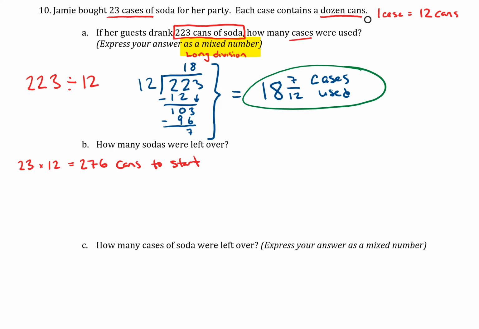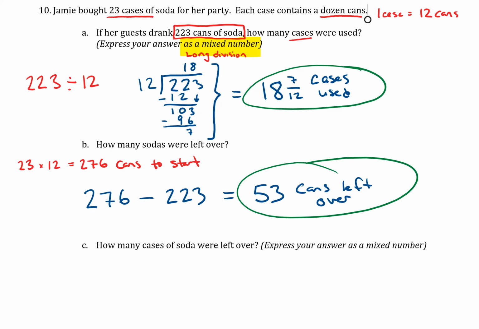Okay, so if we started with 276, if we take away what the guests drank, we'll be left with the number of sodas that were left over. So what we want to do is take that 276, subtract off the 223, so that was given in part A. And if we take 276 minus 223, we will get 53, and that's the number of cans left over.